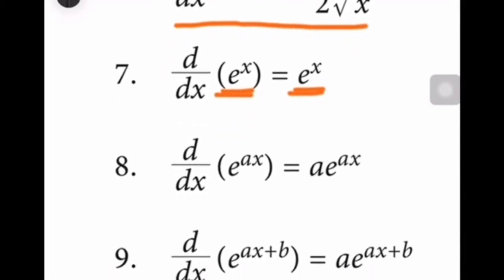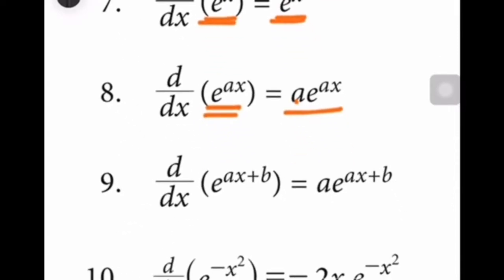For e power ax, it is a into e power ax. You have to multiply it with a constant a. For e power ax plus b, here also the coefficient of x is a. So, a into e power ax plus b, the same expression. When you differentiate exponents with e, you will get the same.